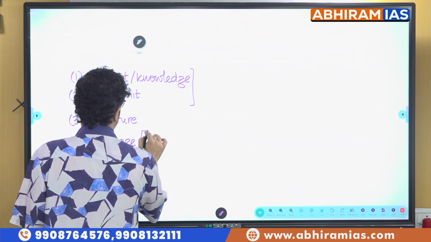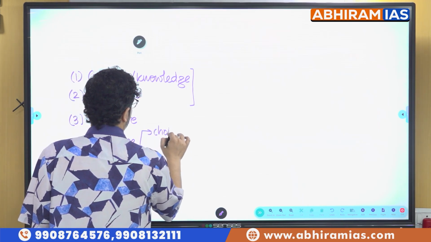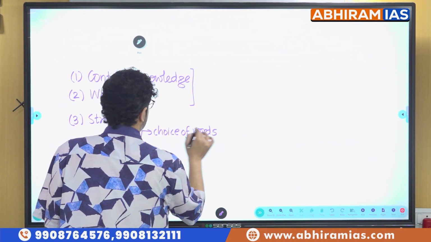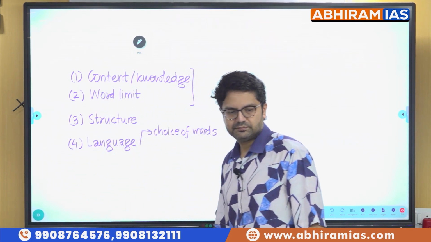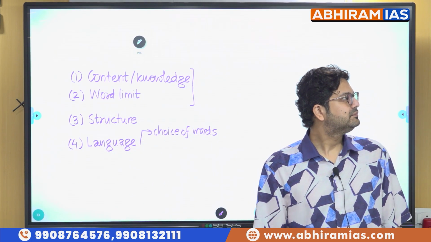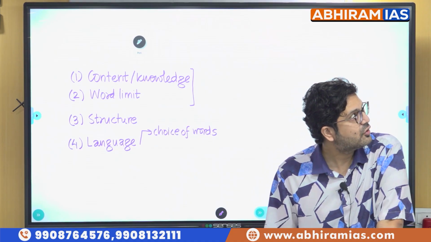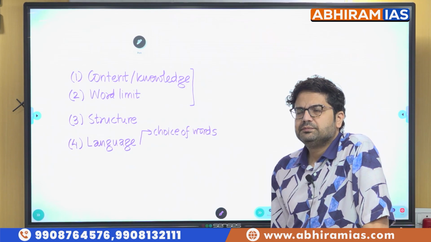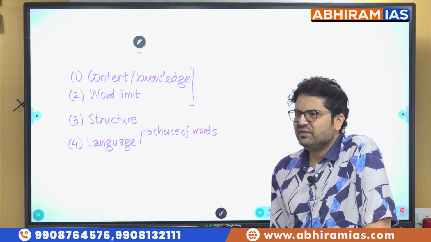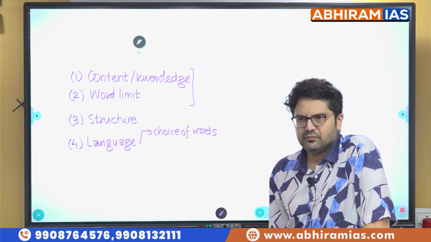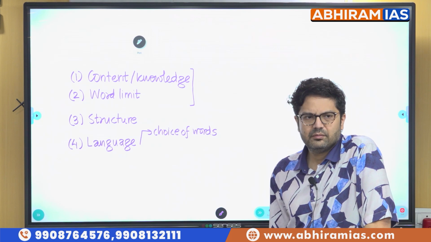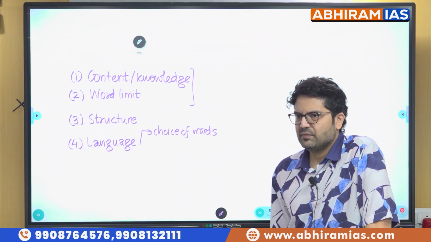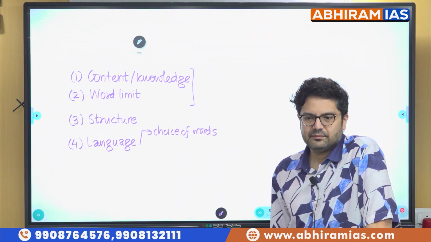Language has three elements. First is choice of words. It is very, very important, the words you choose. What does it mean? When I say choice of words, means what? Let's say you want to write police is corrupt. Do you agree? Of course it is corrupt. Highly corrupt and inefficient. But we can't write like this.